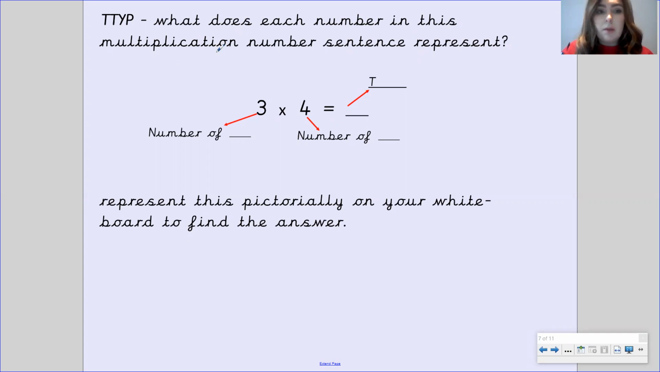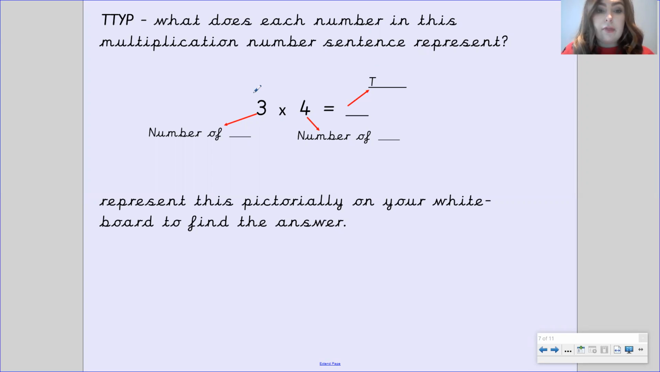What does each number in this multiplication number sentence represent? So pause the video to have a think. And if an adult or a sibling is nearby and they're free, please feel free to talk to them and see what they think.